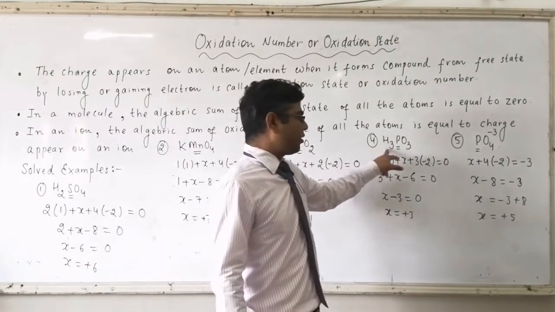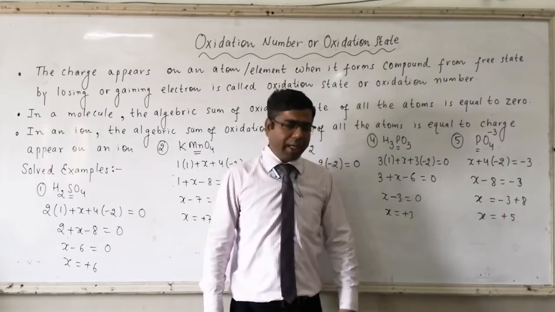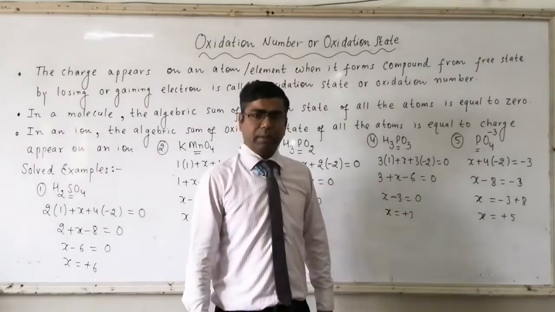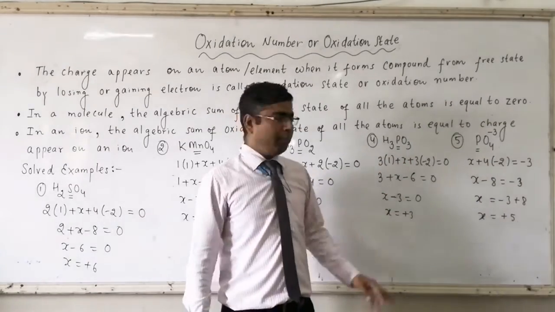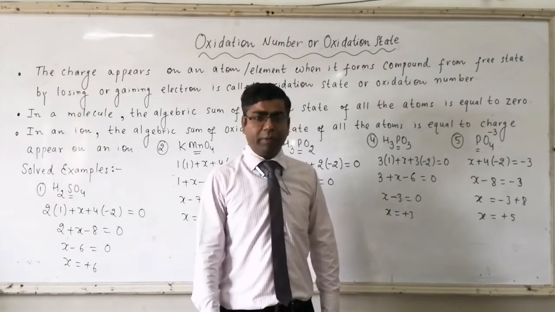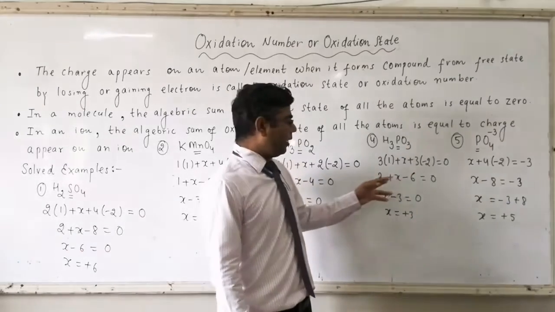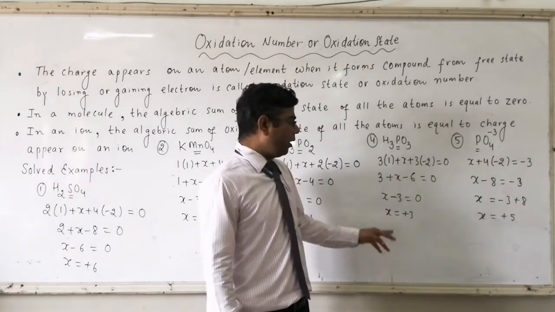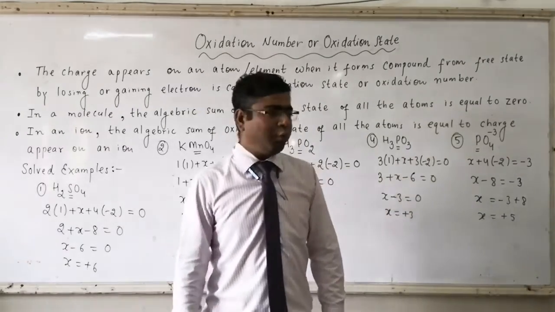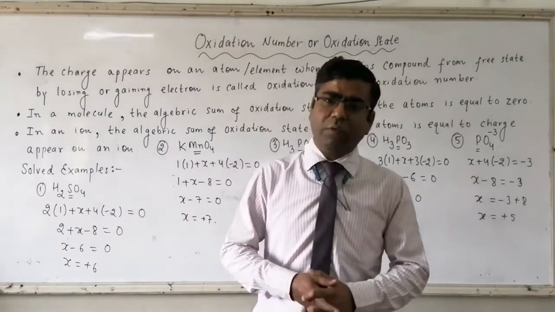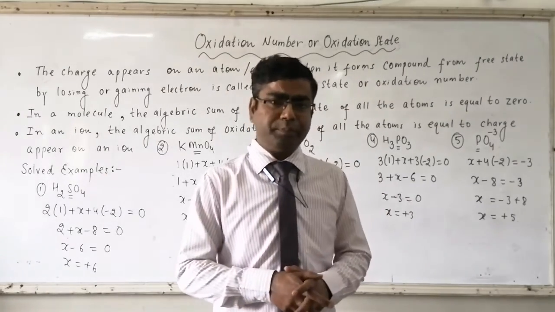Then number 4, H3PO3, orthophosphorous acid. Again, we have to calculate for phosphorus. There are 3 atoms of hydrogen. So 3 into plus 1. Plus x for phosphorus, plus 3 into minus 2 for oxygen equals 0. Solve it. 3 plus x minus 6 equals 0. X minus 3 equals 0. It will be x equals plus 3. So in orthophosphorous acid, the oxidation state of phosphorus is plus 3. It means 3 electrons are moved away from phosphorus.